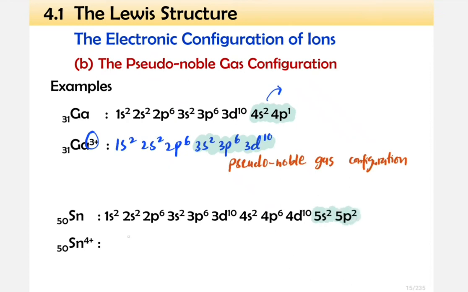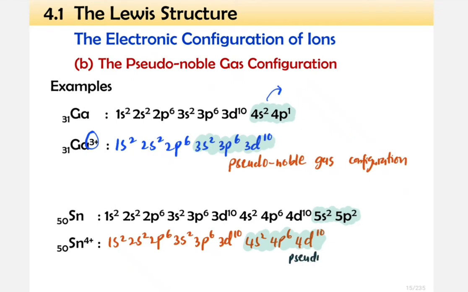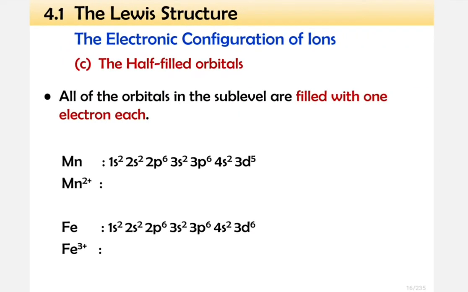Bila dah remove that 4 electrons, you akan dapat 1s2, ni tulis configuration, and then 4s2, 4p6 and 4d10. Boleh nampak dekat sini, s, p and d fully filled with electrons. Therefore, dia dah ada pseudo-noble gas configuration. Jadi sebab itu untuk Sn, paling stabil ion dia adalah 4+. Kenapa stabil? Boleh achieve pseudo-noble gas configuration. Alright, yang terakhir adalah half-filled orbital.